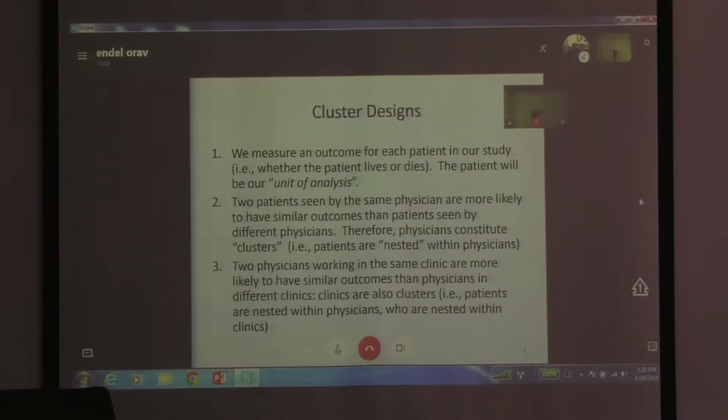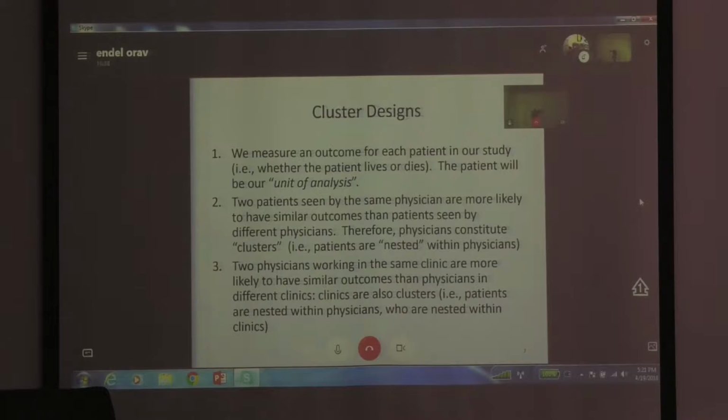That's an important phrase. And so if you're trying to explain in your method section what your study looks like, what the analysis will be, your readers will want to know what's the unit of analysis, and it'll be the patient. But the concern comes in when 2 patients are seen by, for example, the same physician. Those 2 patients are more likely to have similar outcomes than patients seen by different physicians. I'm hypothesizing that. I don't know it for a fact, but I think that the outcomes are driven by the quality of care that the physician gives.